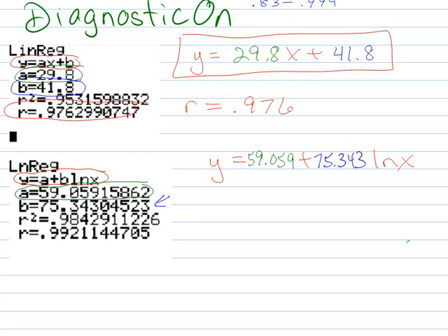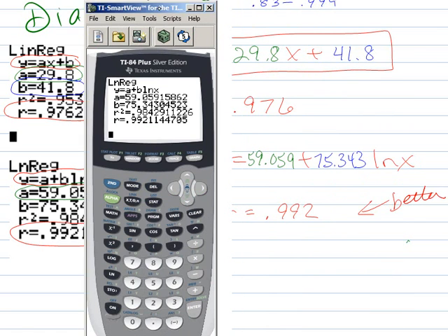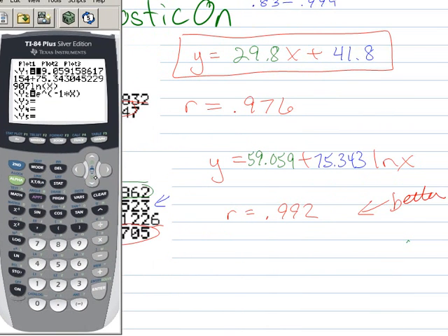And my r value is 0.992. So this one is better. This is probably a better fit. If I wanted to, I could go in here and plot this. I could say, okay, y equals... Oh, look, it's already in there. How exciting. Clear out that other one. But that's the equation for this fit.